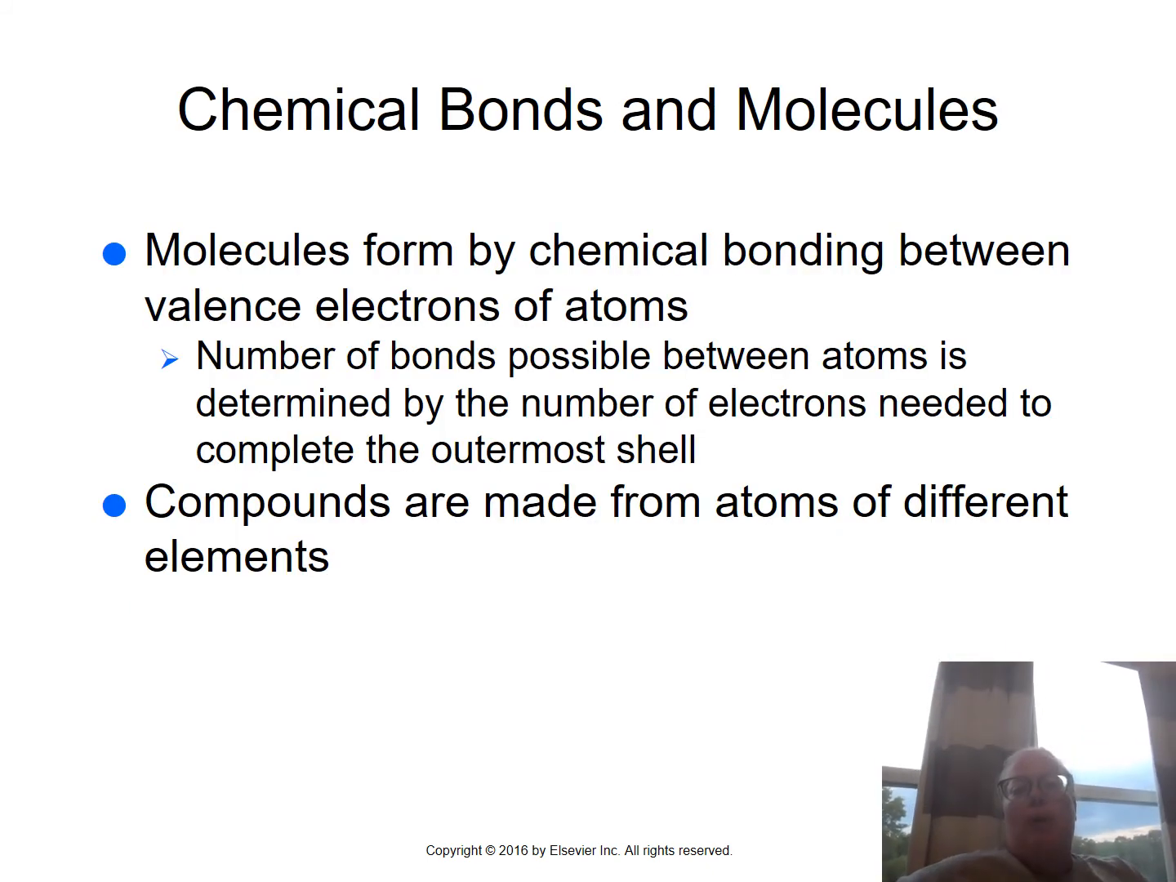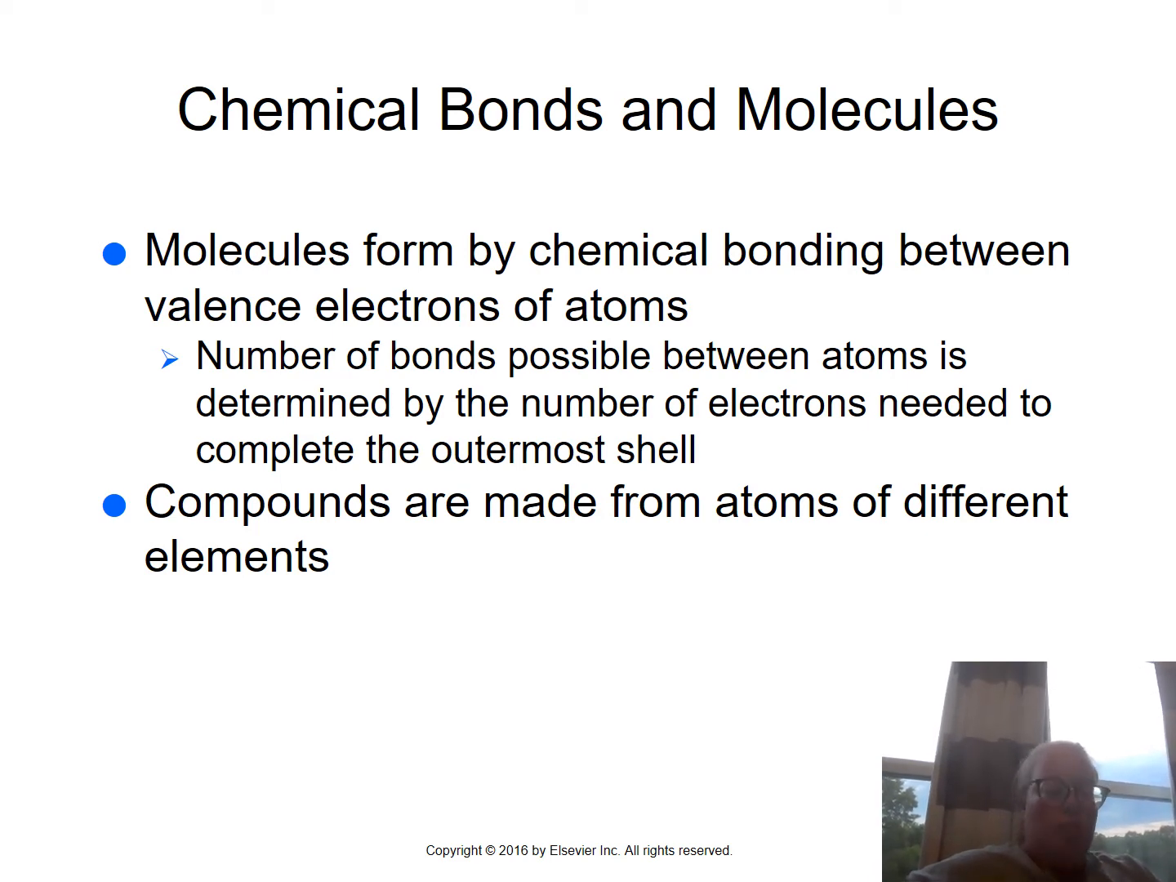So now we talk about chemical bonds and molecules. So molecules form by chemical bonding between the valence electrons of atoms. So remember that valence is that outer layer of electrons. So the number of bonds possible between atoms is determined by the number of electrons needed to complete the outermost shell. So hydrogen with one electron in the outermost shell can form one chemical bond. Oxygen with 8 electrons, 2 plus 6, and therefore 6 in the outermost shell, can form 2 bonds. And carbon with 6 electrons, 4 in the outermost shell, can form up to 4 chemical bonds to fill the outermost shell.